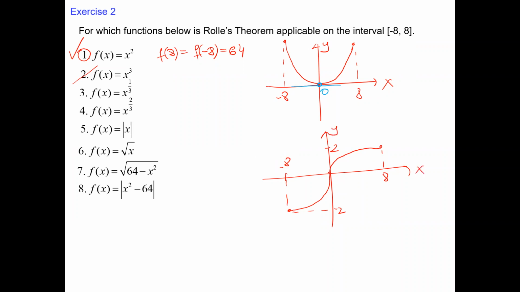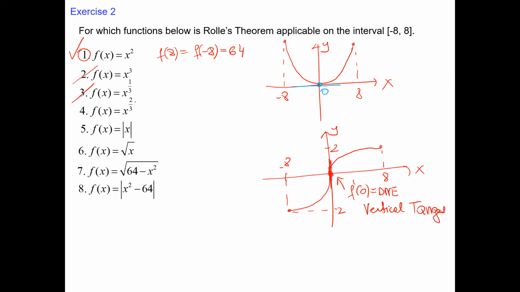And this is the thing at 0. Derivative at 0 is undefined because of the vertical tangent. Vertical lines have no slope, no derivative. We know this. That's not good.